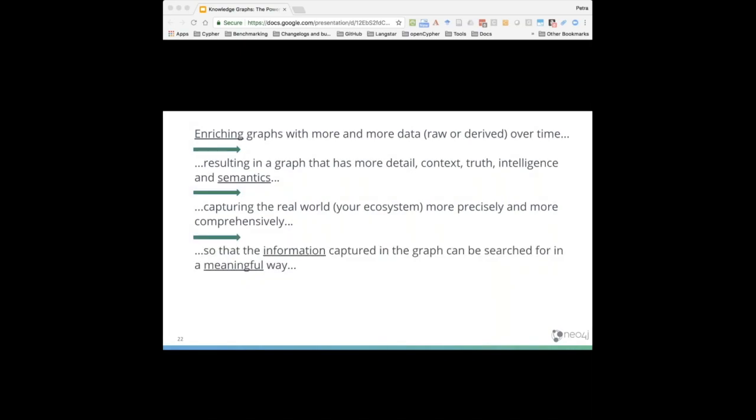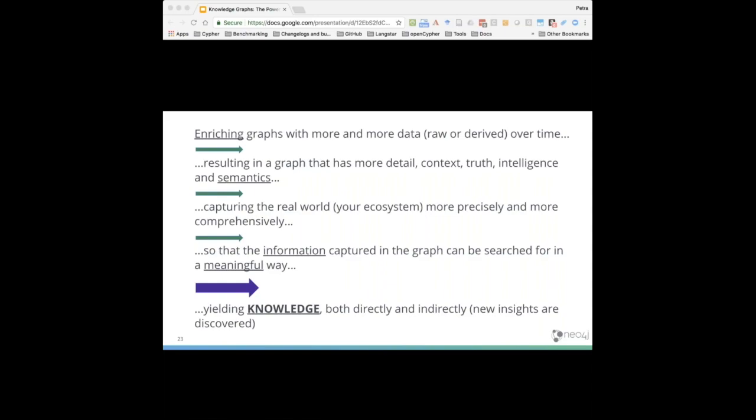So anyway, assume now we've got this fantastic graph. It's very rich. It has information in it that we can trust. There's a lot of information we can get out of it. It's all very well having that, but if you cannot get the information out of it, it's going to be a little bit pointless. So it's very important that all this good information that's in your graph can be searched for and therefore extracted in a meaningful way.